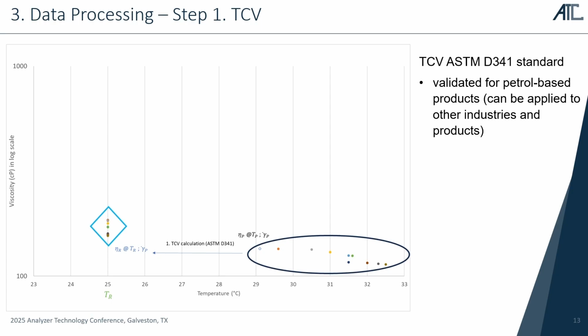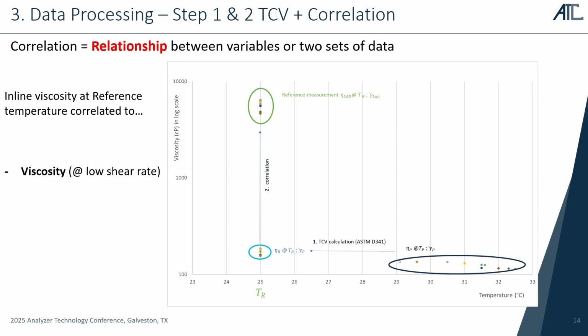So the idea is that this TCV calculation gives us a viscosity measurement that's unaffected by process temperature variations, providing a viscosity measurement at a constant, reference temperature. Once we have done this first step, the TCV calculation, we can now work on the correlation. The objective of the correlation is to take into account the differences in shear rate conditions.